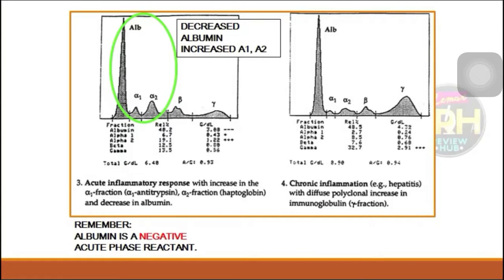So remember po, acute inflammation po is characterized by increased production of acute phase proteins po. So these include alpha-1 antitrypsin, alpha-1 acid glycoprotein, alpha-1 anti-chymotrypsin, and even haptoglobin po. Now albumin po is slightly decreased po. Again, albumin is slightly decreased in acute inflammation, while gamma and beta fractions po are normal.